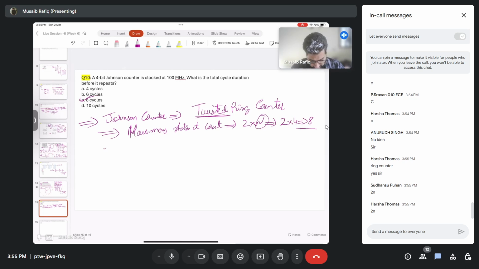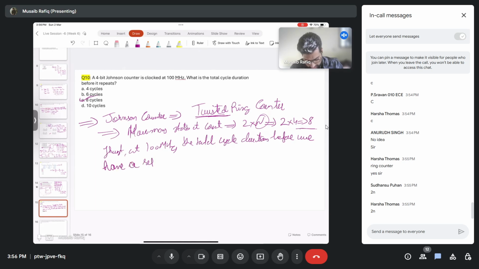So we can say that at 100 megahertz, the total cycle duration before we have a repetition is 8 into 1 by 100 megahertz, that is 80 nanoseconds, right? So after 80 nanoseconds, my states will start repeating.